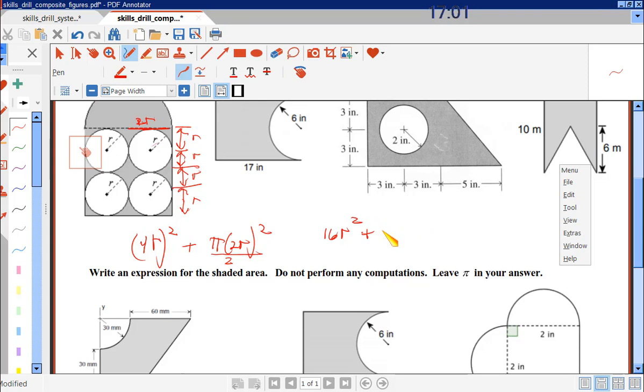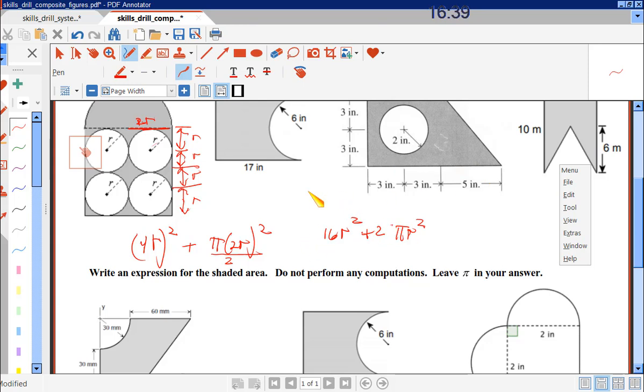Then, actually no, take that back. You're going to get 4 pi r squared, and then divided by 2, and 4 pi r squared divided by 2 is going to give you 2 pi r squared. So now I have 16r squared plus 2 pi r squared.